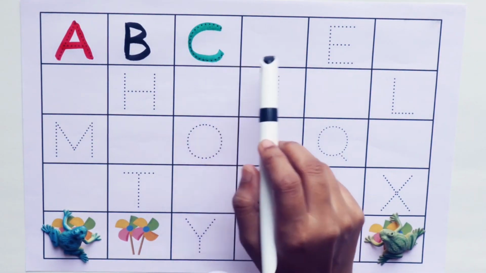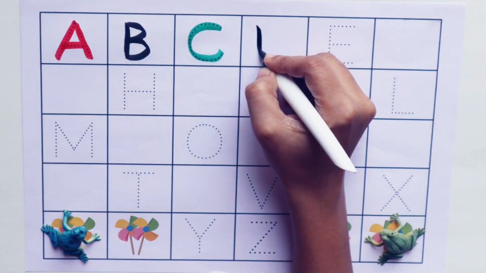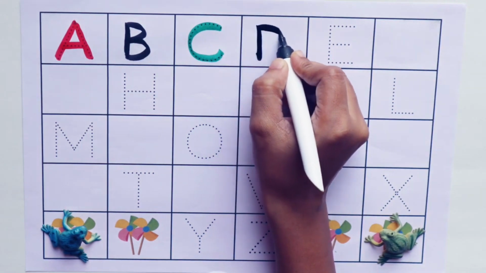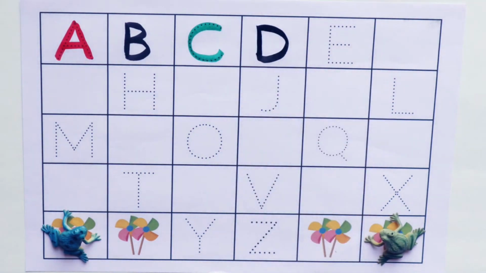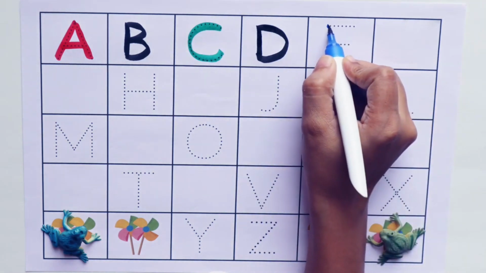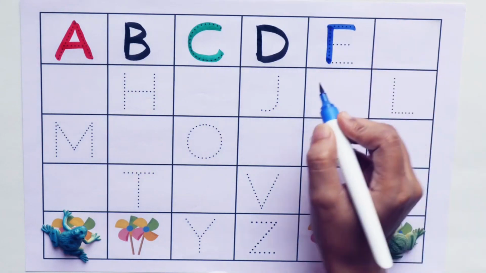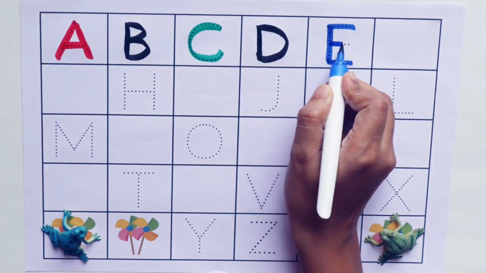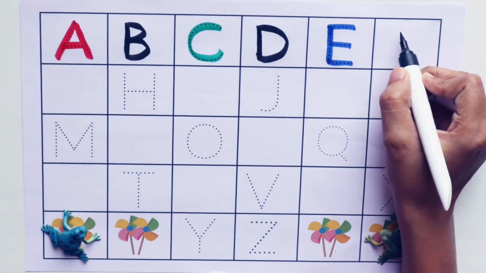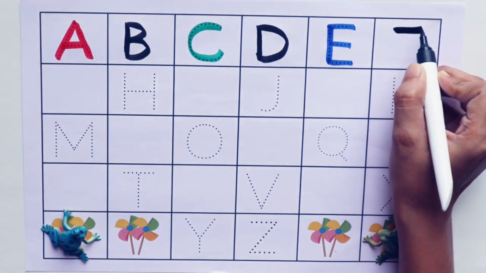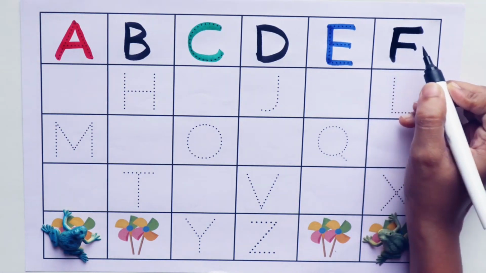Then after C, there will be D. D for doll. Then E. E for elephant. Now after E, here is F. F for fish.